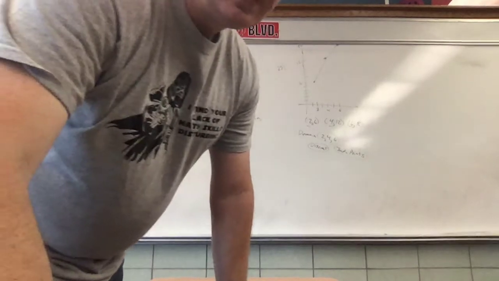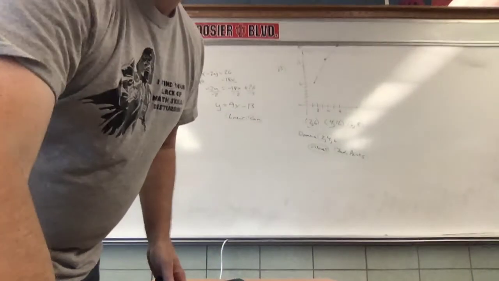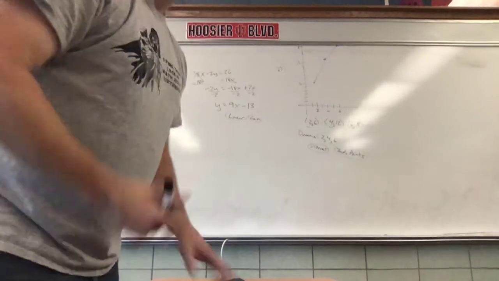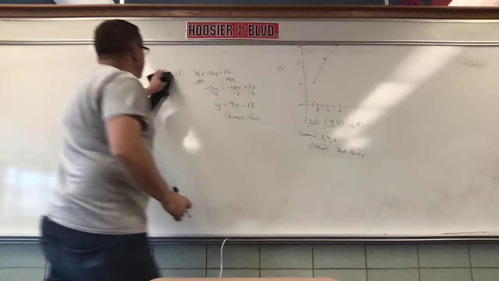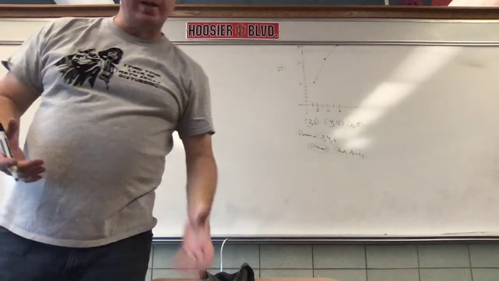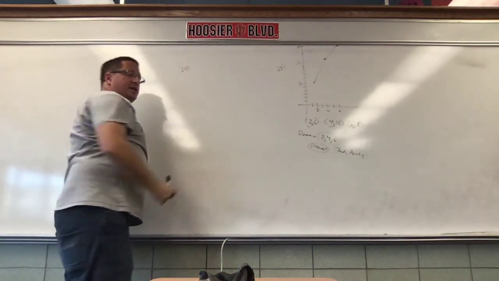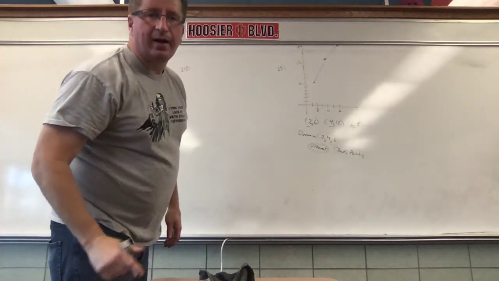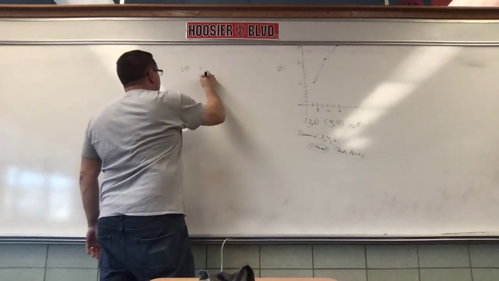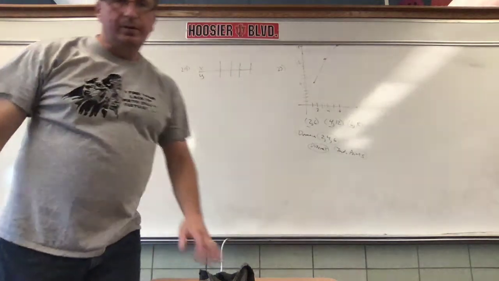Okay, 29. This one's a little bit trickier. Now they're actually going to give you a couple of real life situations, and they want to know, is it a discrete or a continuous situation? So on 29, the last 2 questions here, they give us the data, x and y, and they tell us what x and y stand for. What do they stand for?